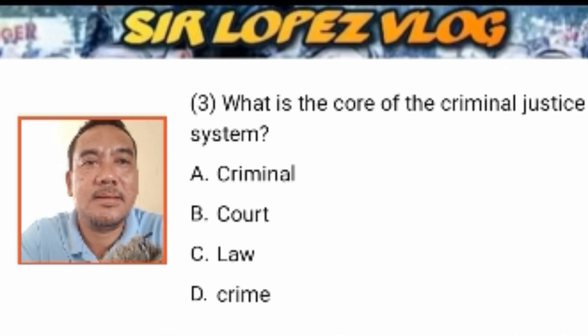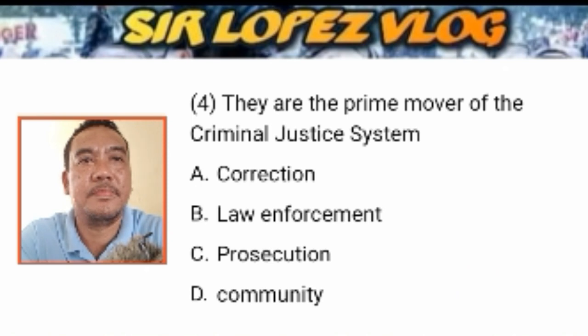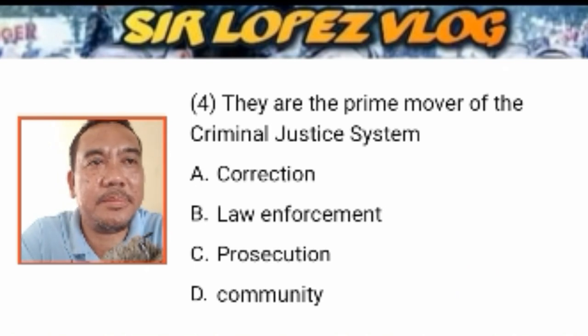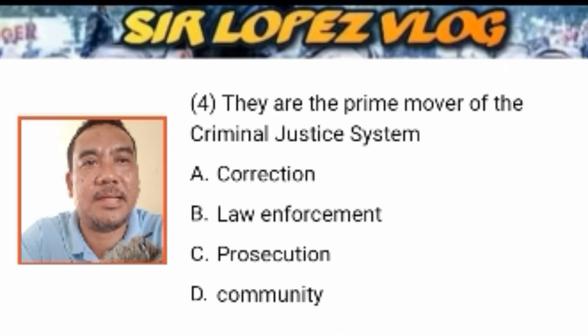A, criminal. B, court. C, law. Or letter D, crime. Number 4. They are the prime mover of the criminal justice system. A, correction. B, law enforcement. C, prosecution. Or letter D, community.